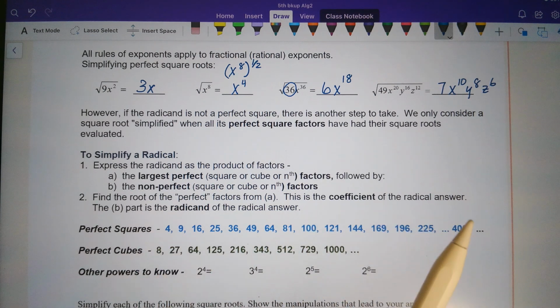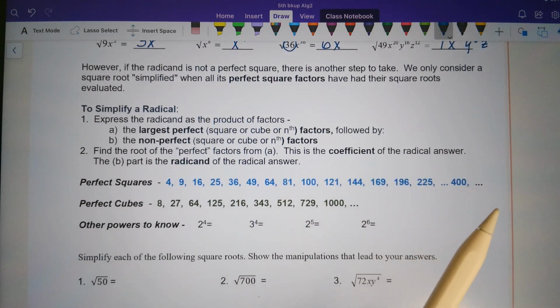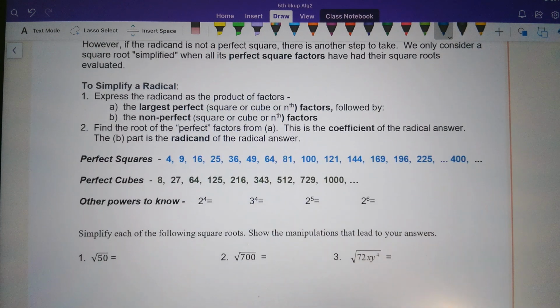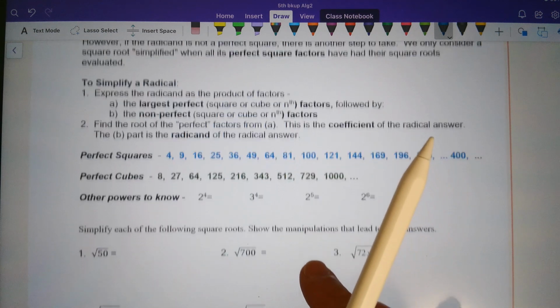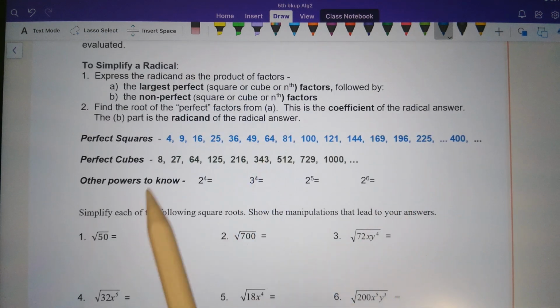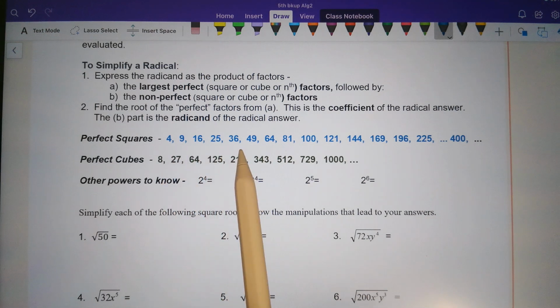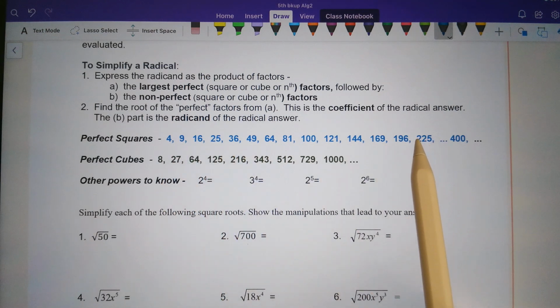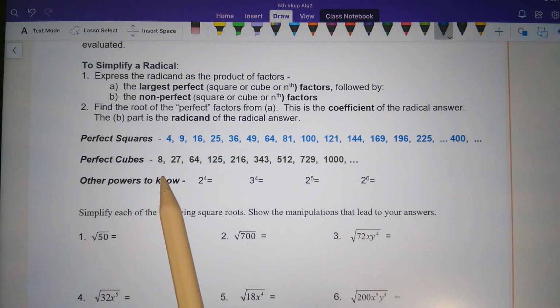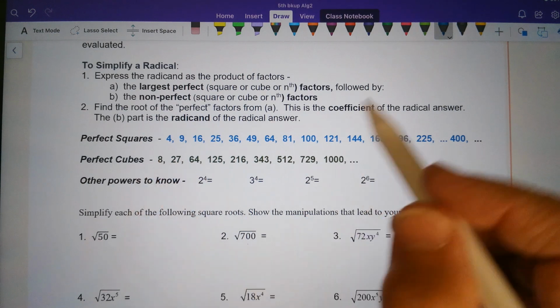Find the root of the perfect factors from A. This is the coefficient of the radical answer. And the B part is the radicand of the radical answer. So first, let's make sure we know our perfect squares: 4, 9, 16, 25, 36, and so on. And then perfect cubes, 8.